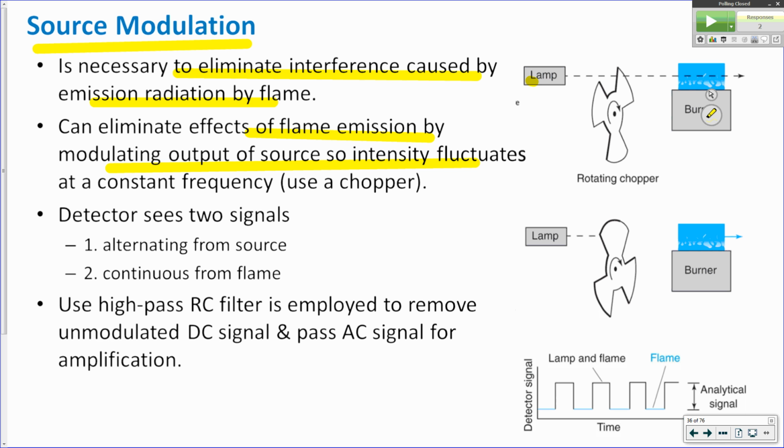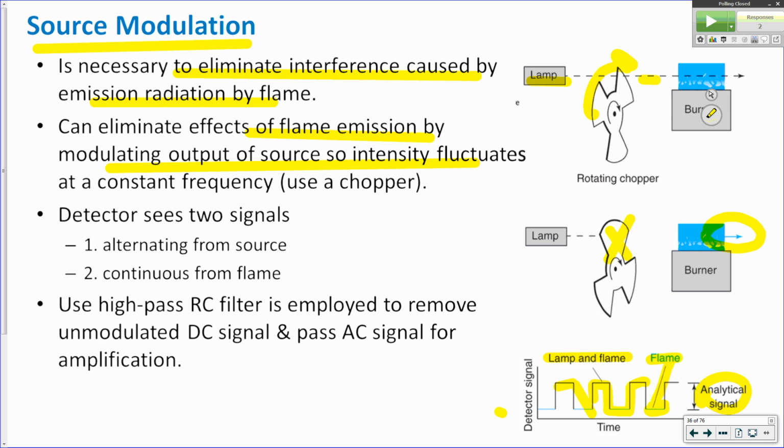So you imagine having the lamp, and you've got this chopper, which basically looks like a fan blade with slots cut in it, and you're going to have your light either transmitting through or being blocked, transmitted or blocked, as it spins around this rotation. So when it's being blocked, none of the light makes it through the flame. You're looking at the burner emission only. So this signal is due to just the flame down here at the bottom. And the top is the combination of both. Your analytical signal is simply the difference in the two.